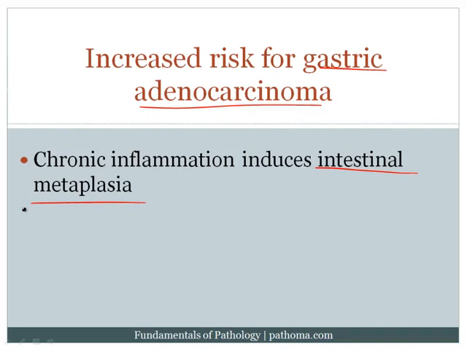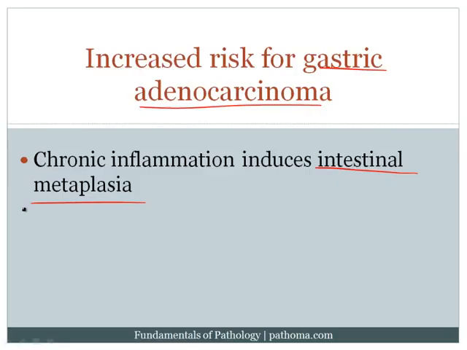Remember that in the intestine you have Peyer's patches with a bunch of inflammatory cells within it, i.e. a bunch of lymphocytes, and so when you get a bunch of lymphocytes in the stomach, you get this metaplasia where the stomach cells become like the intestinal cells, and so we call that, again, intestinal metaplasia.